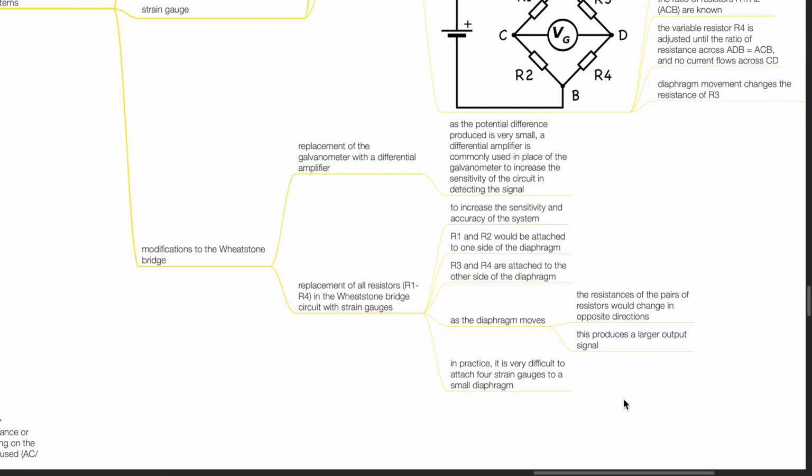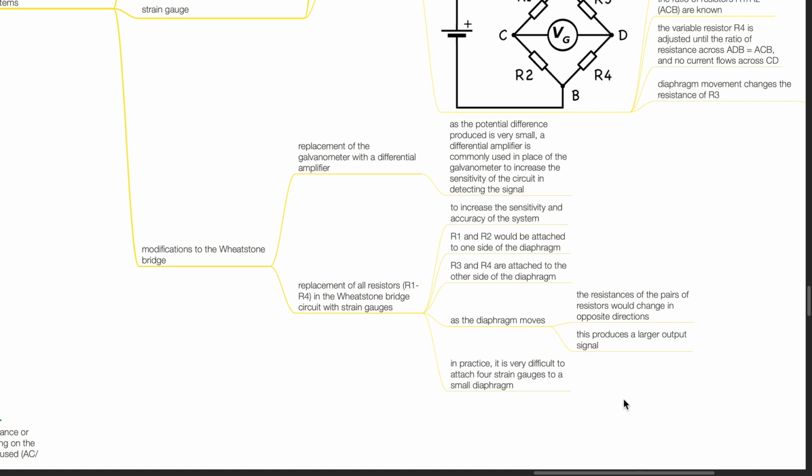Modifications to the Wheatstone bridge. Replacement of the galvanometer with a differential amplifier. As the potential difference produced is very small, a differential amplifier is commonly used in place of the galvanometer to increase the sensitivity of the circuit in detecting the signal. Another modification is to replace all resistors R1 to R4 in the Wheatstone bridge with strain gauges to increase the sensitivity and accuracy of the system.